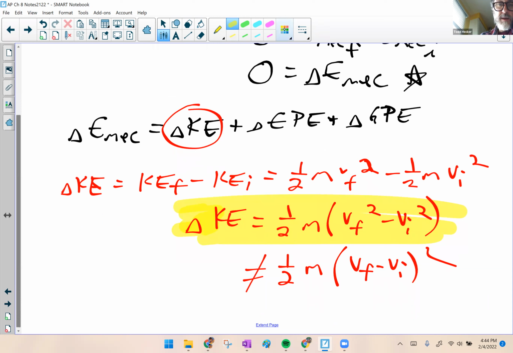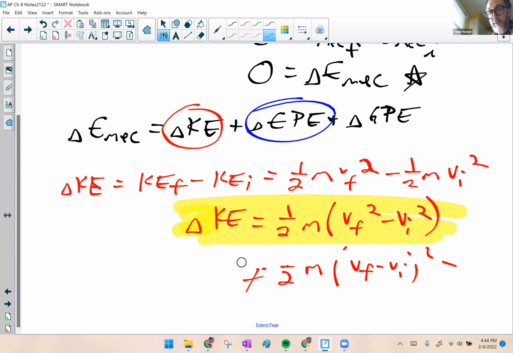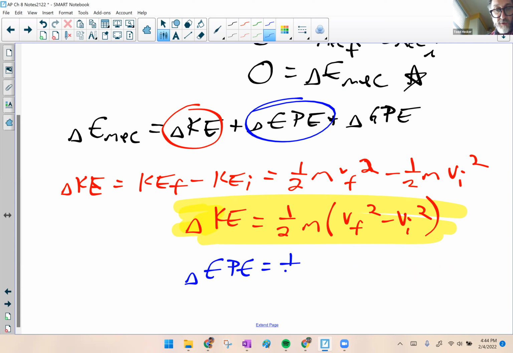Let's do EPE. Change in EPE is almost the exact same thing, except instead of 1/2 mv squared, it's 1/2 kx squared. So I'm going to go ahead and write out what you get for that. Change in EPE turns out to be 1/2 k times (final x squared minus initial x squared). Again, super important. I'm not going to highlight it in yellow because it takes too long to switch to the highlighter.